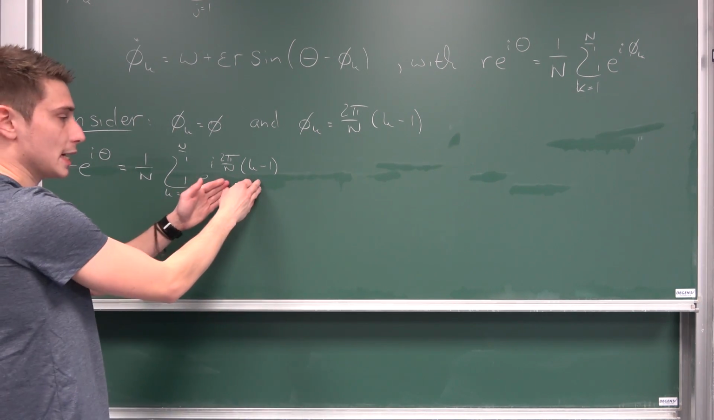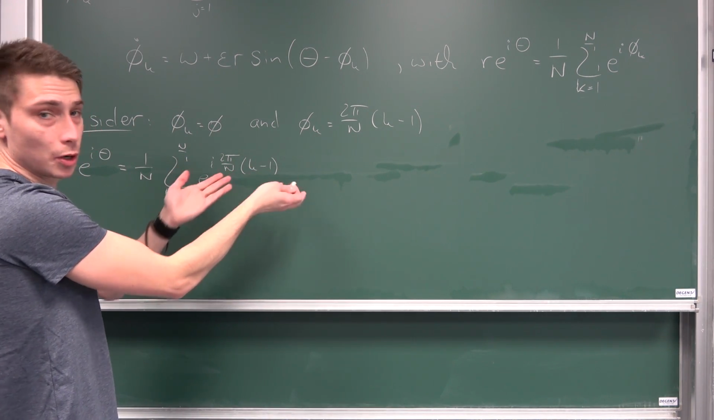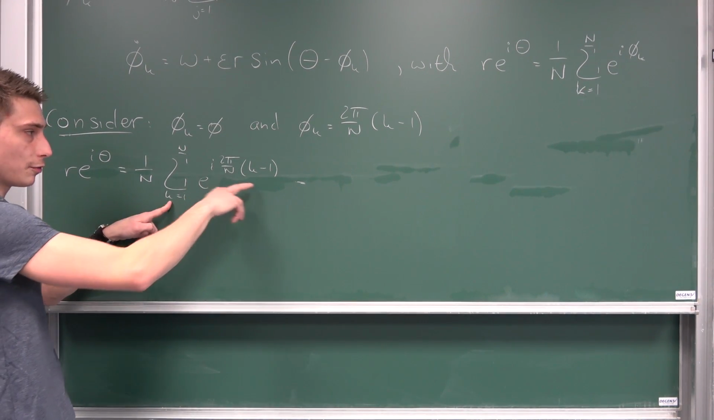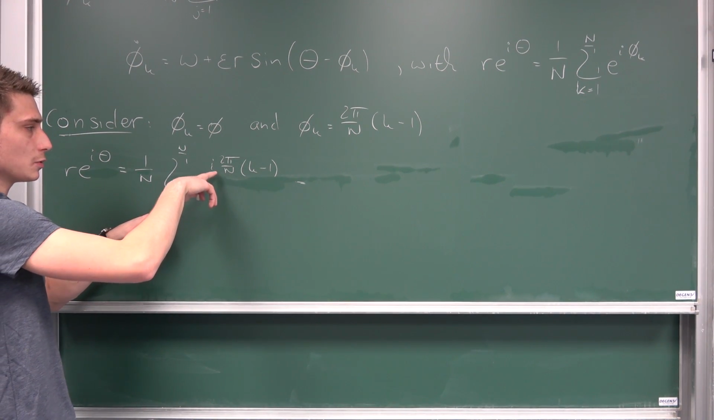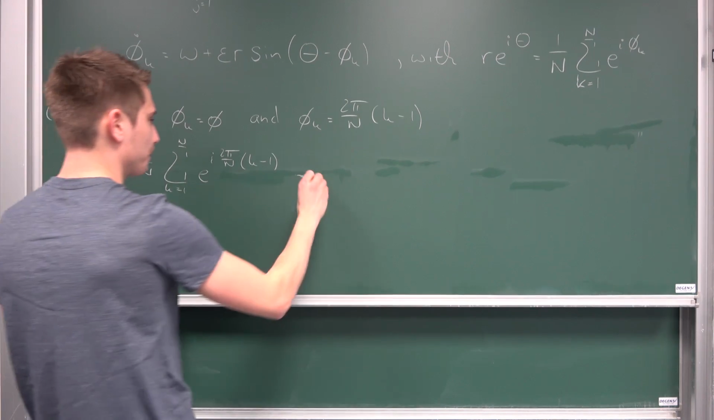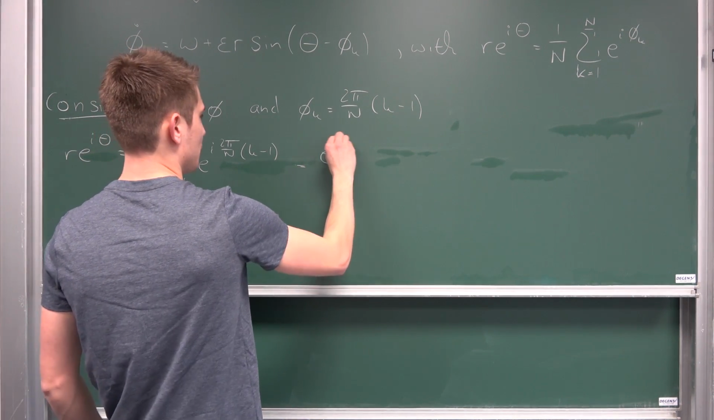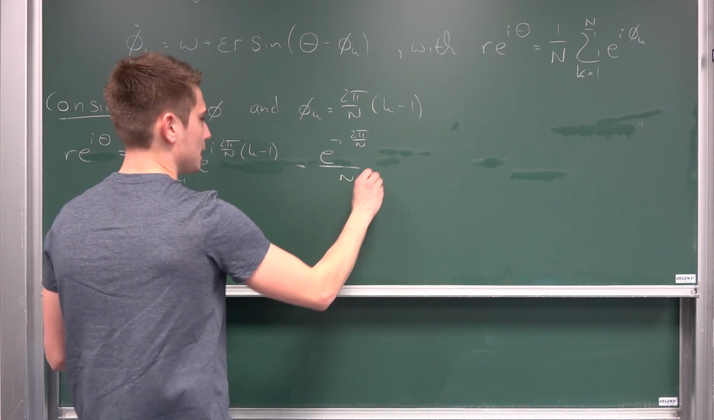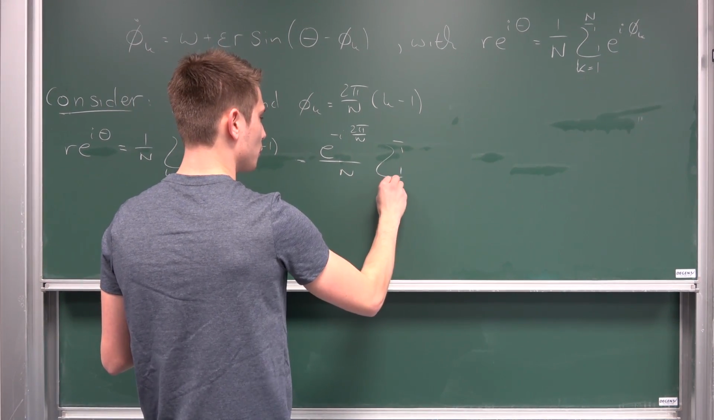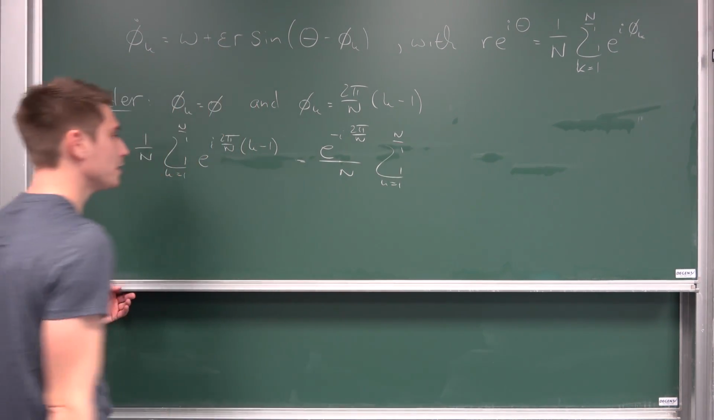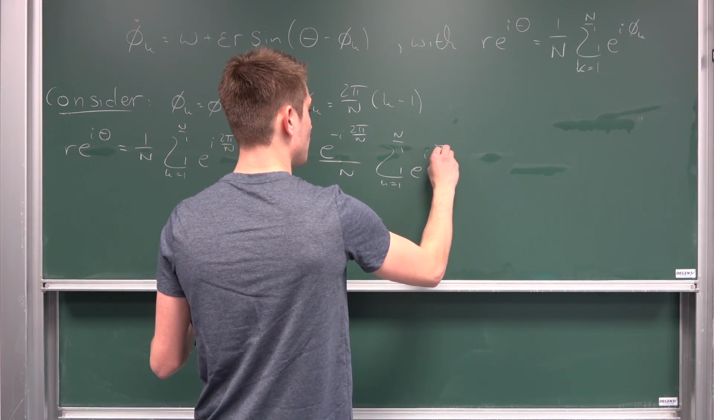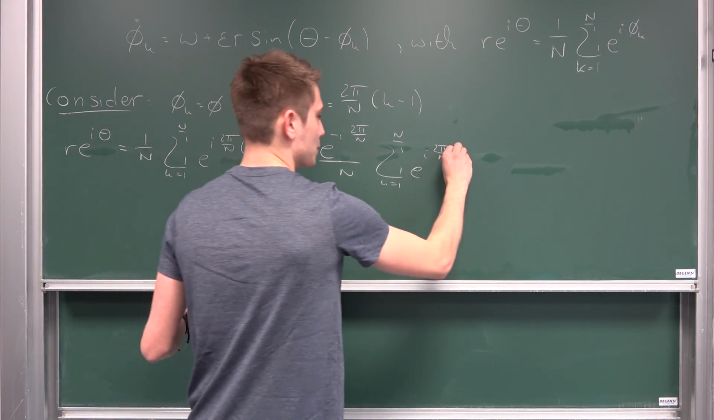Once again, we can break this up using the little property of the exponential function. And then we can bring this factor, which is independent of k, to the outside, namely e to the negative i times 2 pi over N. So this makes e to the negative i times 2 pi over N, over capital N, times the sum running from k equals 1 to capital N of e to the i 2 pi over N times k.